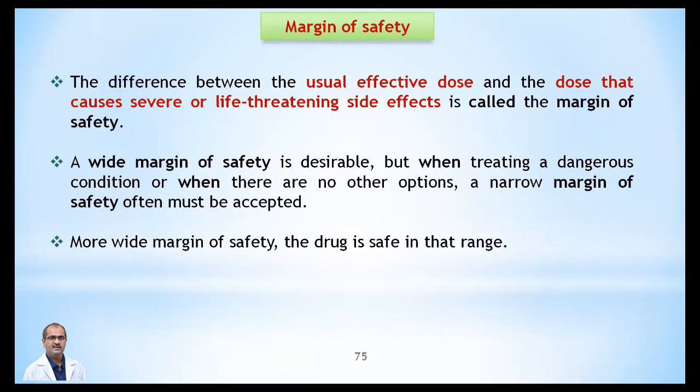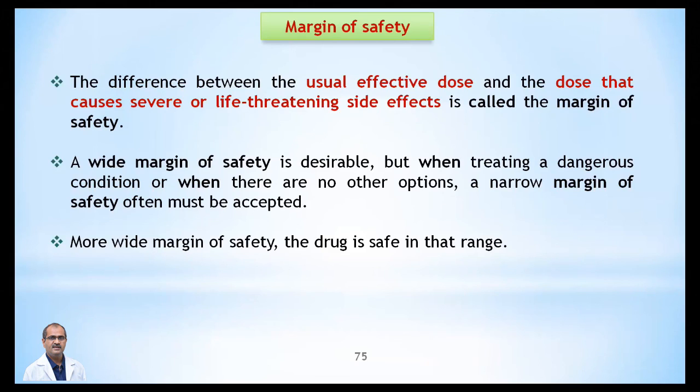The difference between the usual effective dose and the dose that causes severe or life-threatening side effects is called the margin of safety. If a drug has a wide margin of safety, then it is a good drug. A wide margin of safety is desirable, but when treating a dangerous condition or when there is no other option, a narrow margin of safety can be accepted.